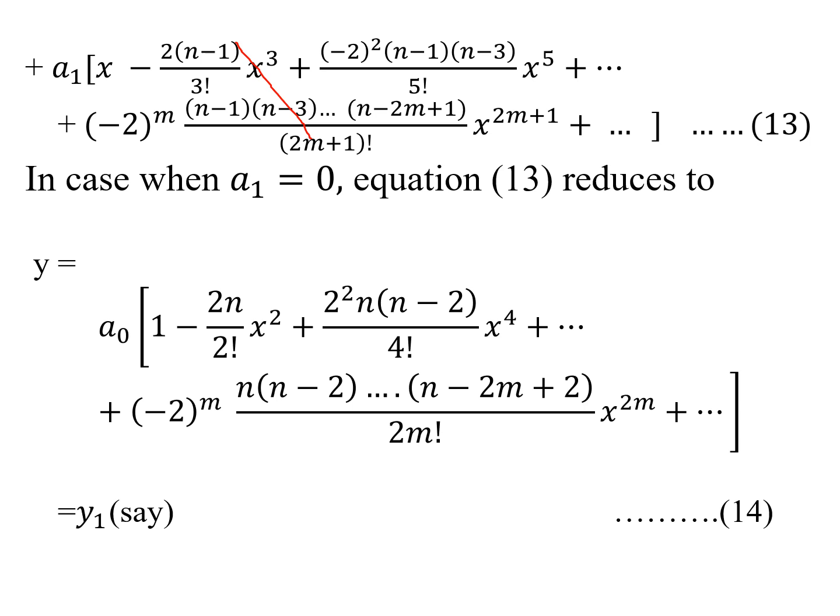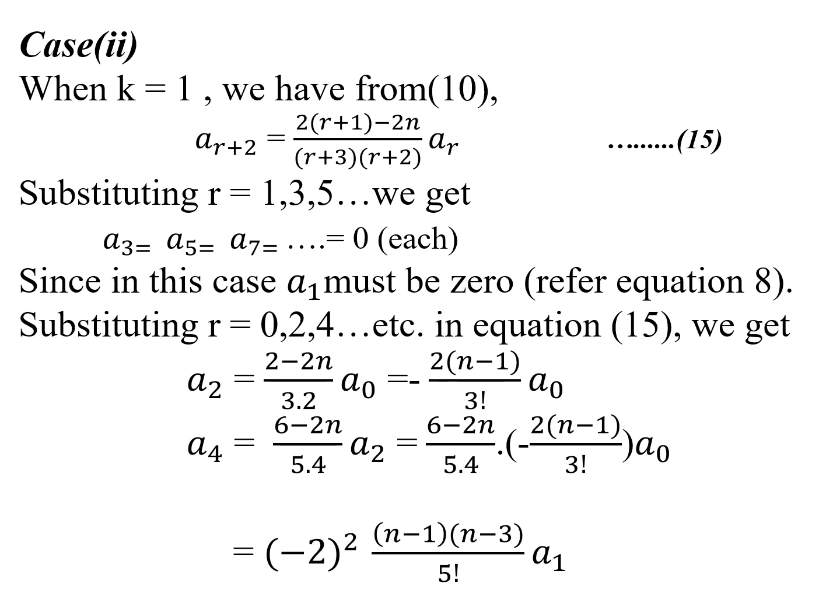Second case, when k is equal to 1, the equation a r plus 2 becomes a_(r+2) equals 2 into r plus 1 minus 2n divided by r plus 3 into r plus 2 into a of r. Again, substitute r is equal to 1, 3, 5 etc. in the above equations. We get a3 is equal to a5 is equal to a7 is equal to 0 since a1 is equal to 0.